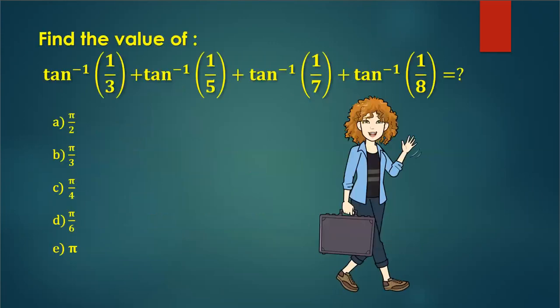Okay. Here is a question. Find the value of arctan, or tan inverse, of 1 over 3 plus tan inverse of 1 over 5 plus tan inverse of 1 over 7 plus tan inverse of 1 over 8. These are four angles, of course. I need the sum of these four measures, whether it is pi over 2 or pi over 3.